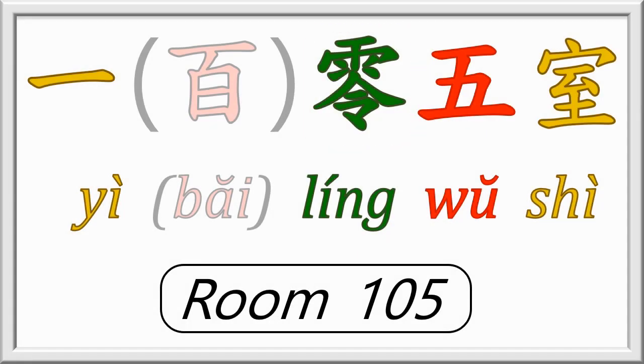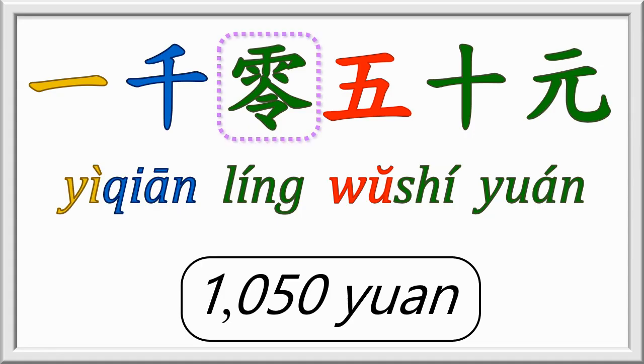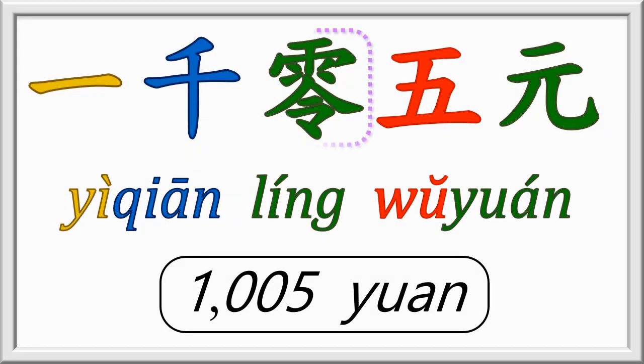105室, room 105. 0.025. 1050元, 1050 yuan. 1005元, 1005 yuan. Notice that regardless of the number of consecutive zeros, Chinese writes only one ling, for the simple reason that the characters for tens, hundreds, thousands, etc. clearly indicate the number intended.